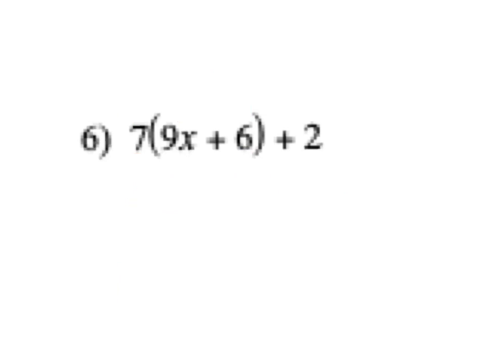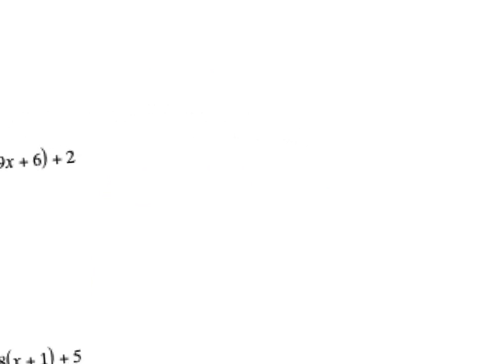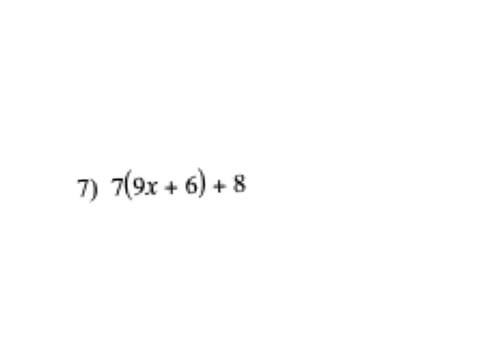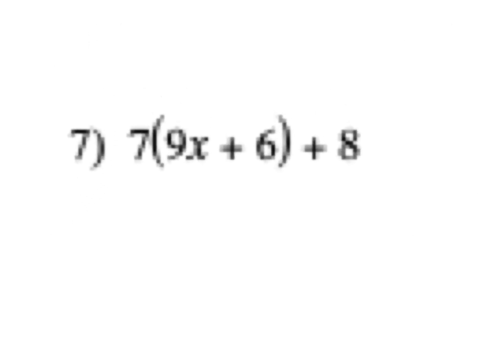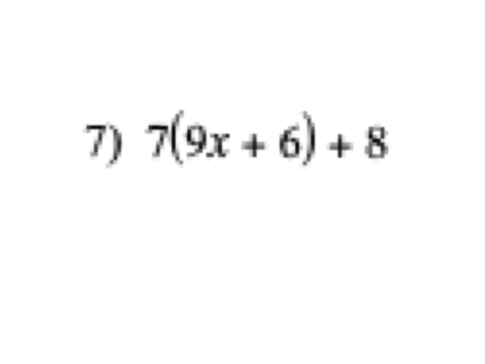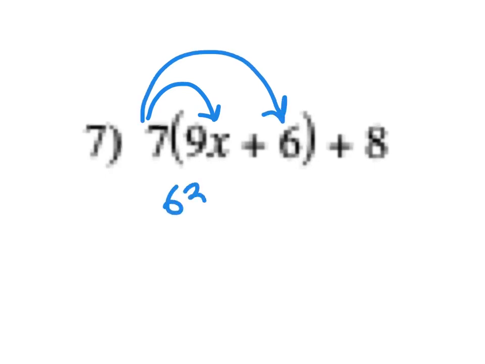Okay, so hopefully you're getting the hang of this. We're going to do a couple more. For number 7, I've got 7 times 9x plus 6 plus 8. Again, you can see I have parentheses, so I'm going to distribute that 7. So 7 times 9x plus 7 times 6. So 7 times 9x is 63x, and 7 times 6 is a positive 42. And then I have that positive 8.